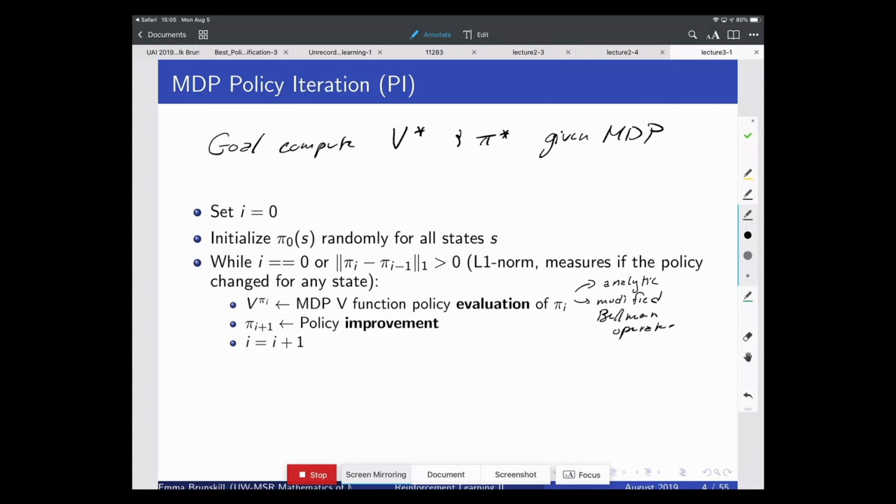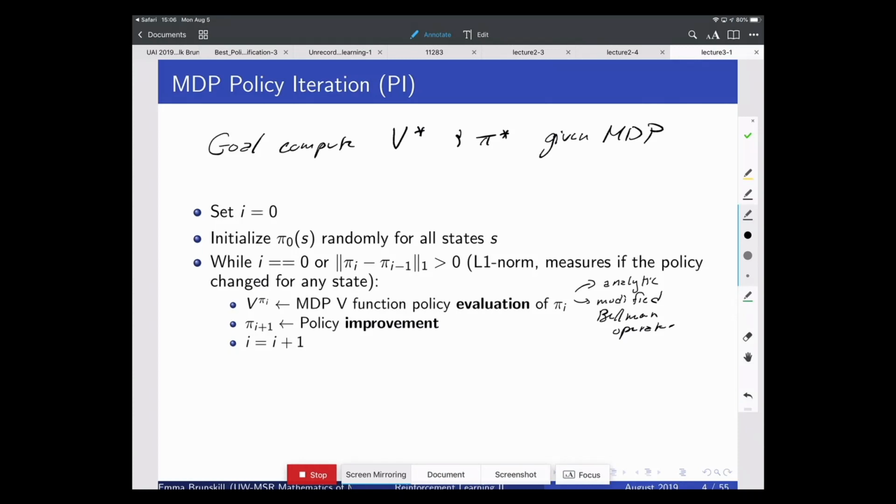And so in order for this to converge, we're going to need a couple things. We're going to need the fact that the policy space is finite, which it is in this case. And the second is that we don't repeat policies. There can't be a loop. If we can guarantee monotonic improvement, then we'll be guaranteed that this will converge, and it'll converge in at most A to the S iterations because there's only A to the S policies.